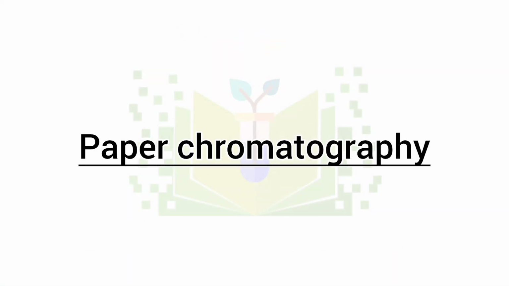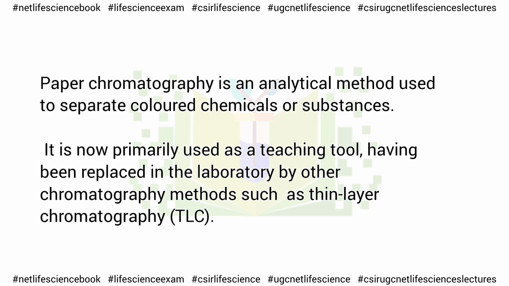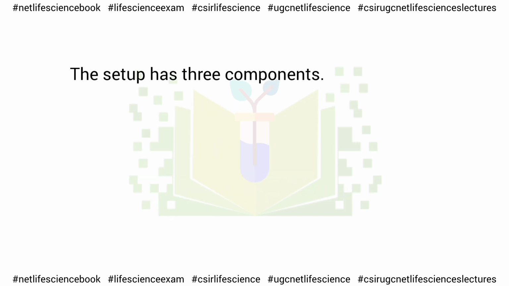Paper chromatography. Paper chromatography is an analytical method used to separate colored chemicals or substances. It is now primarily used as a teaching tool, having been replaced in the laboratory by other chromatography methods such as thin layer chromatography. The setup has three components.